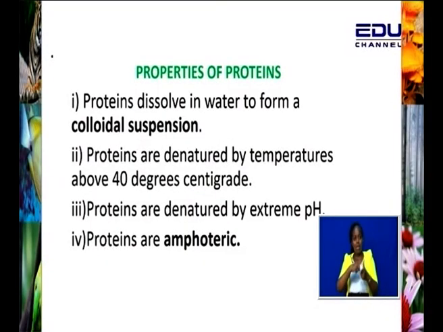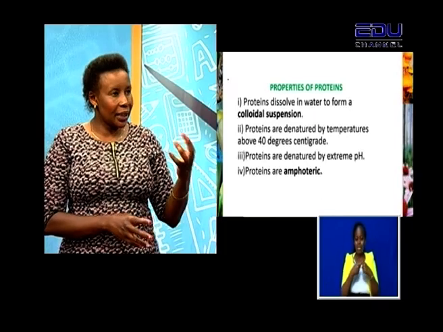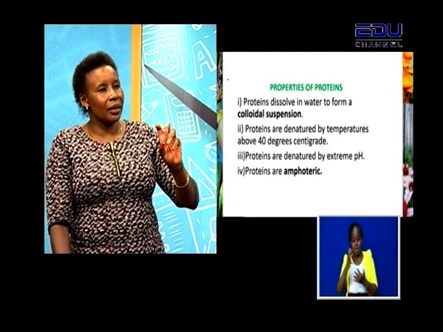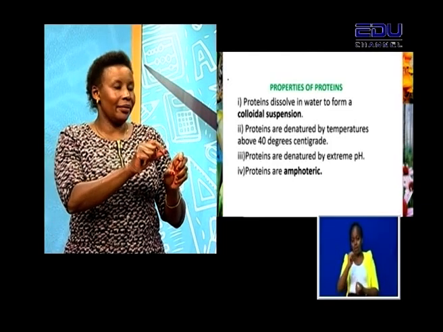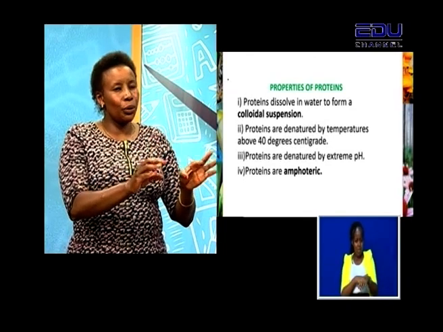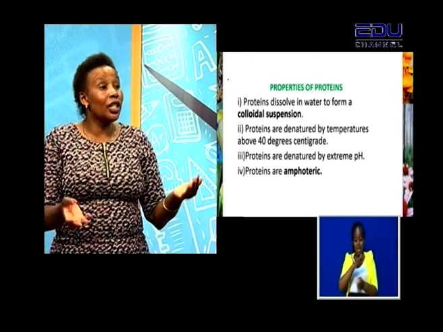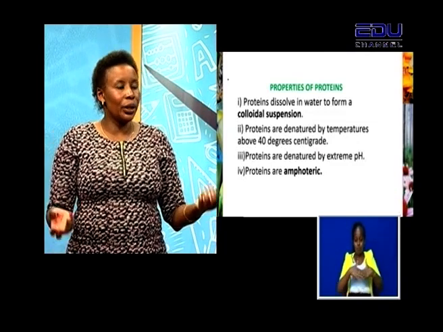Then these proteins are denatured by temperatures above 40 degrees centigrade. They are destroyed by temperatures above 40 degrees centigrade. For example, the cell membrane has a protein layer. So when you expose this cell membrane to very high temperatures, it is going to be destroyed. That is why we say it is a general property for all proteins, that when they are exposed to temperatures above 40 degrees, they are denatured.